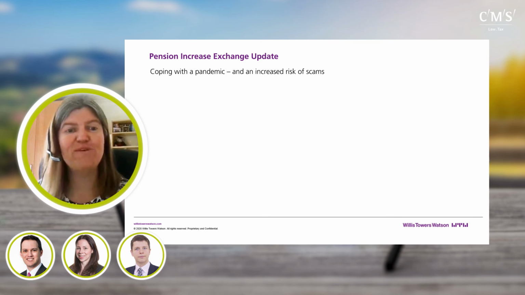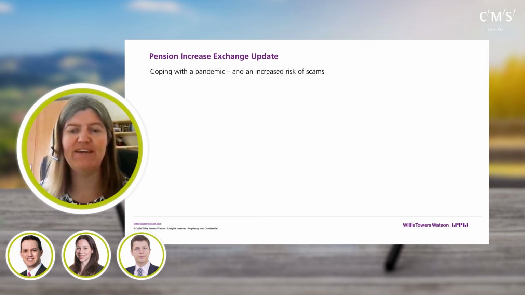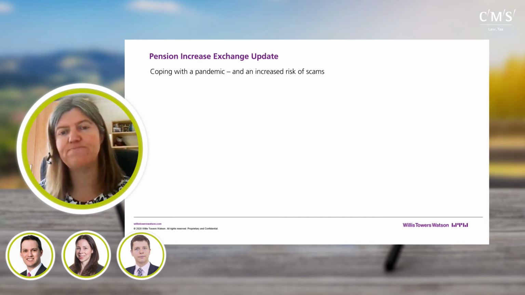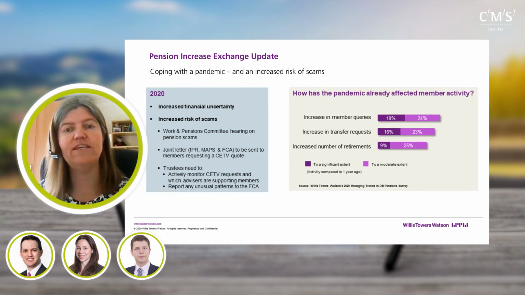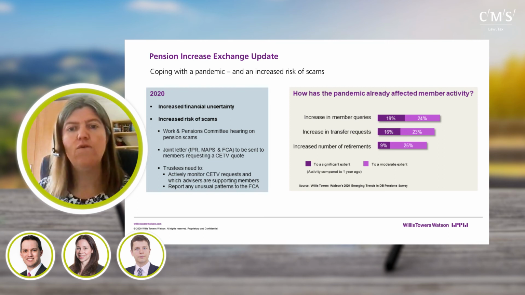So in terms of what we've seen this year, clearly there's no escape from the impact of COVID. It's already had a material impact on our lives. Thousands of redundancies have been announced across the UK, which is going to affect many, many families. Willis Towers Watson's recent 2020 DB Emerging Trends survey found that the pandemic has already led to an increase in member activity. 4 in 10 schemes have seen an increase in transfer requests, and 35% of schemes have seen an increase in retirements. The current financial pressures have also resulted in companies starting to look to restructure their workforces.